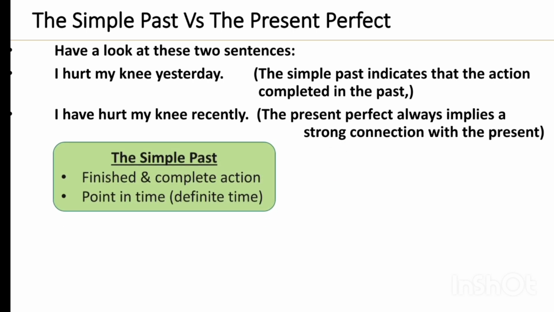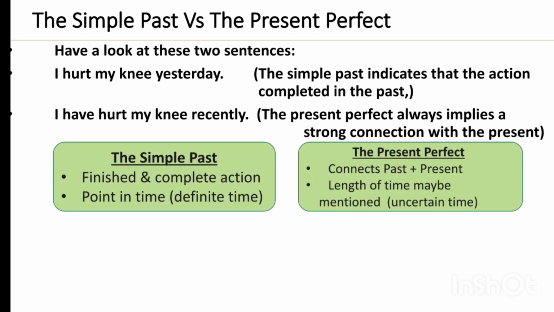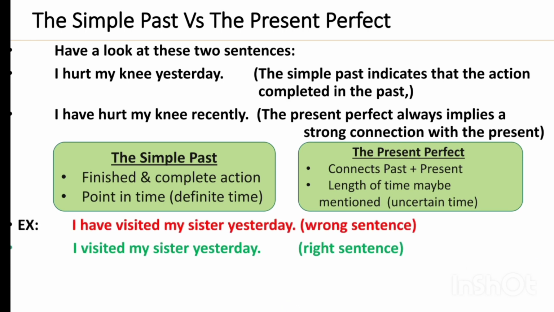So now look at some other differences. The simple past versus the present perfect. The simple past means a finished and complete action at a definite point of time, and the present perfect always connects past plus present. So the present perfect tense is a mixture of past plus present, and it has a strong connection with the present. Have a look at some more examples and it will make it very clear to you.